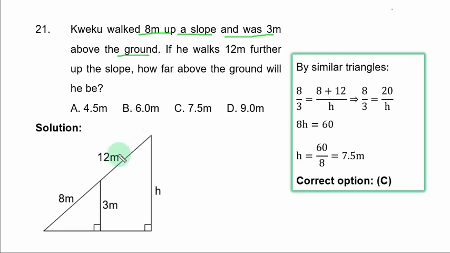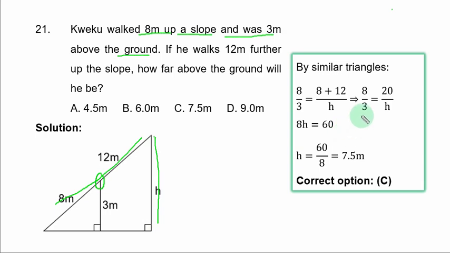The movement was done twice. At this point, the distance from the ground level is 3 meters. He has walked up 8. He went further by 12. Total height is needed. By similar triangles, 8 over 3 from the first triangle is equal to this whole length, 8 plus 12 over the entire height, that is h.